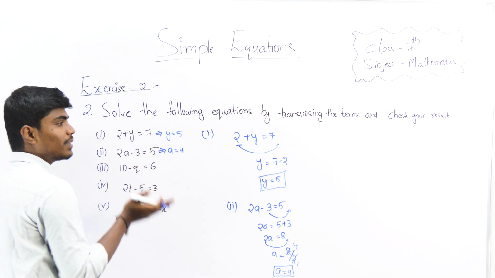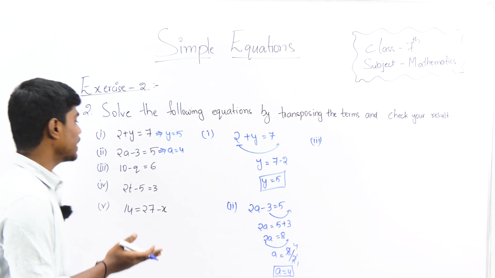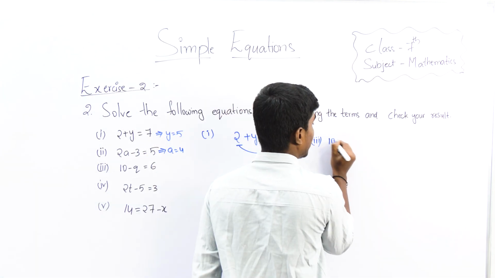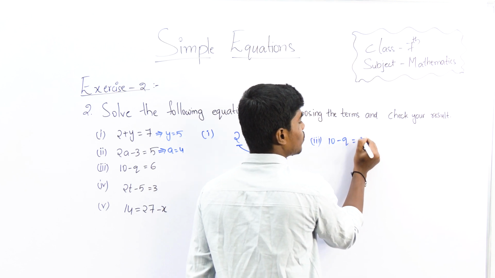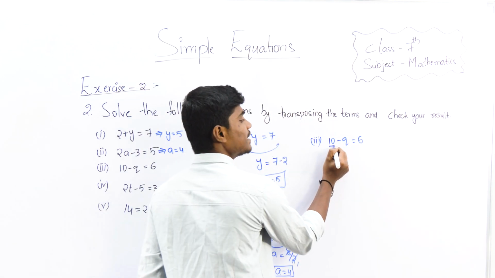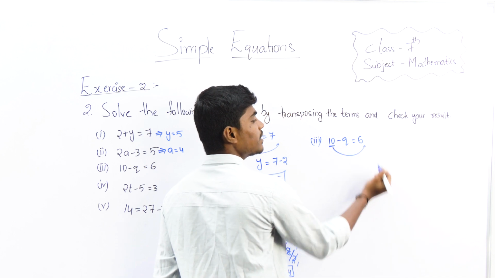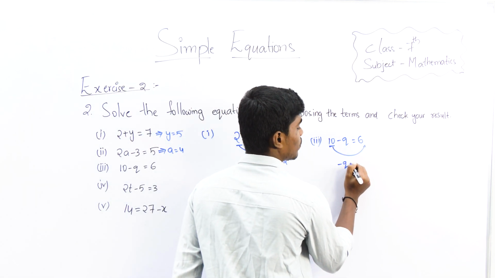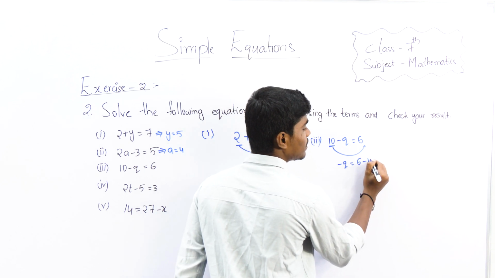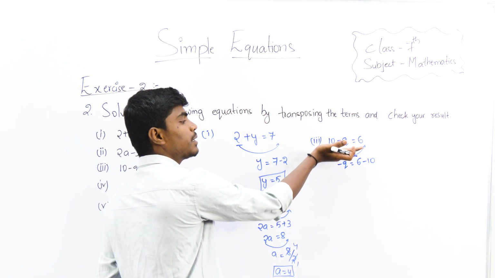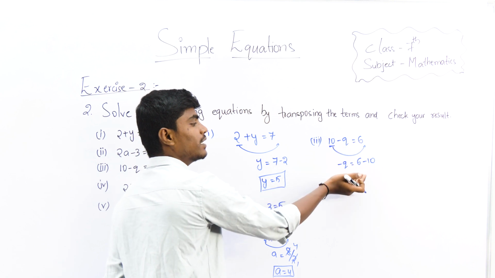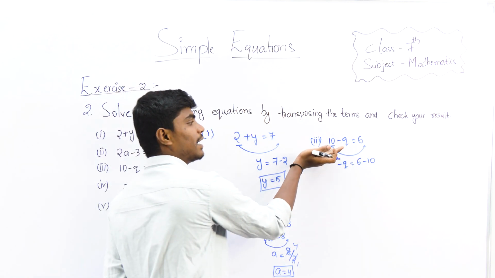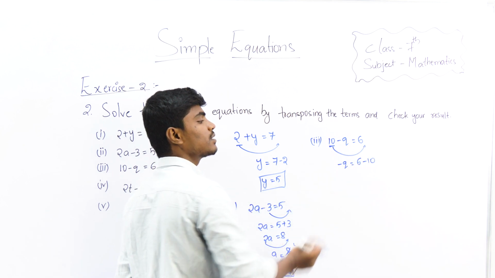Now let's move to the third one. What is the question he gave? 10 minus q is equal to 6. Here 10 is adding. If we move it to the right side, it will subtract. So minus q is equal to 6 minus 10. Here minus q is remaining. Here 10 is moved to the right side. Since 10 is adding, it will subtract on the right side.